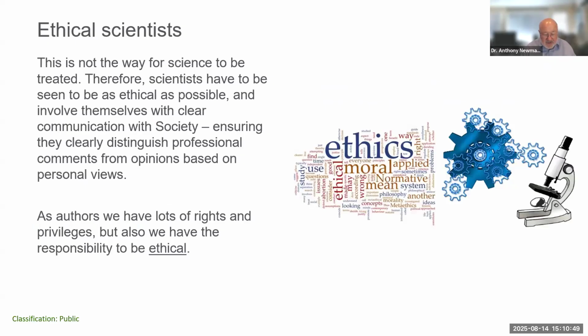So ethical scientists, ethical researchers, we need to literally stand up and be as ethical as we can be, and communicate with society in general what we're doing. Anything that's in the professional comments are there. Personal views are different. They can say, it's my personal thoughts, these are my professional thoughts. And that's very important to have that process. Because as authors, we've got lots of rights, lots of privileges, but also we've got a responsibility to be ethical. And that, I think, is not going to go away. It's probably going to get more intense in the coming years and decades.